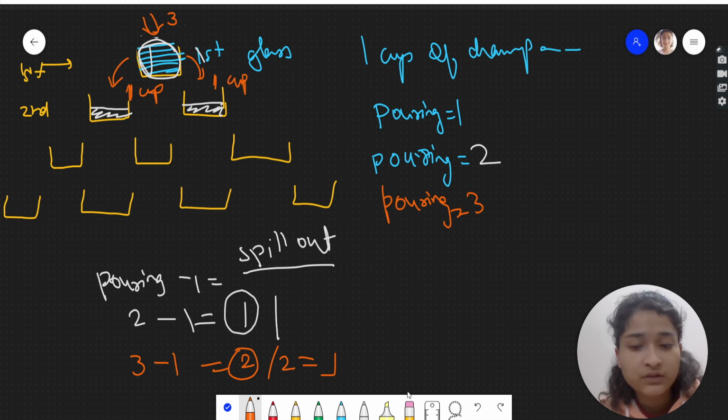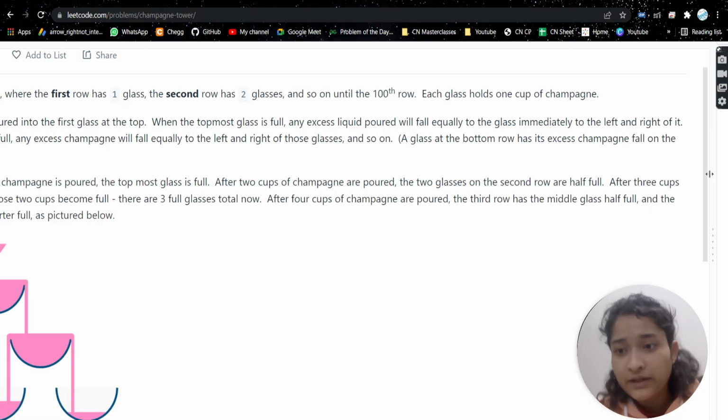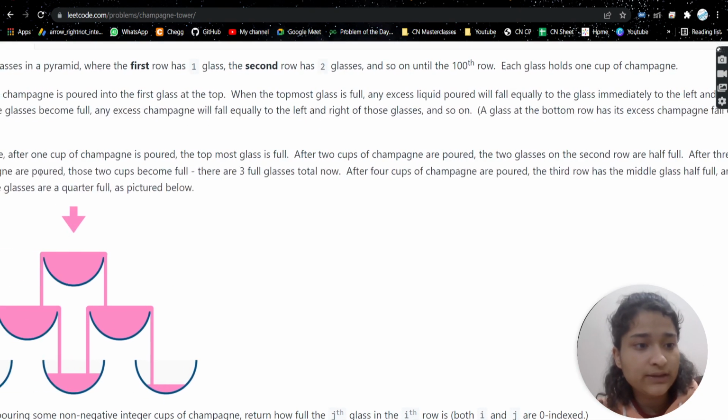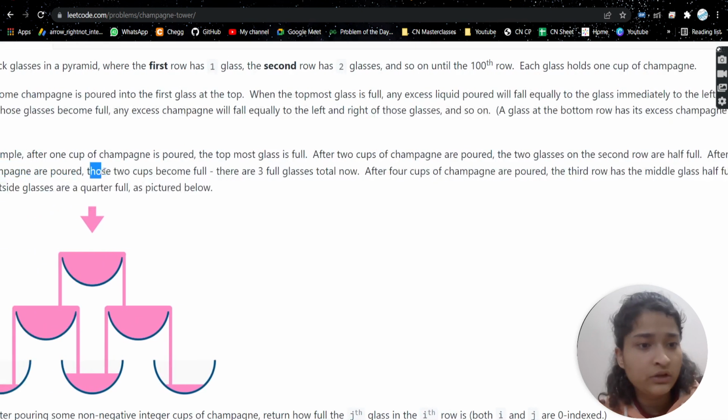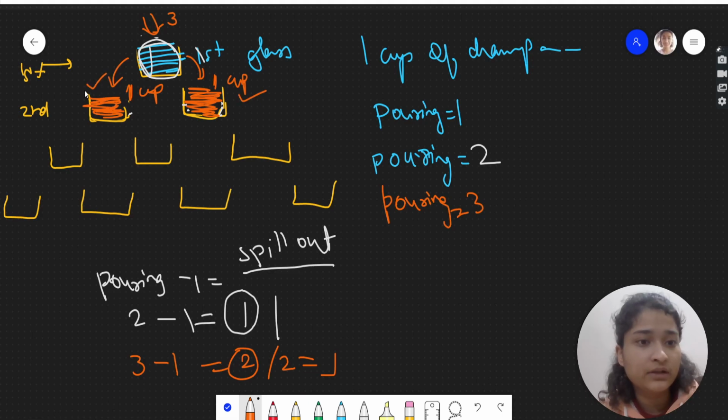So now this is also a glass, right? This is also a glass, and 1 glass can store 1 cup of champagne. So this glass will be completely filled because 1 cup of champagne is being spilled out from the glass above, right? So this will also be filled fully. That is, after 3 cups of champagne are poured, the 2 cups become full. So these 2 cups, this one and this one, are full now.